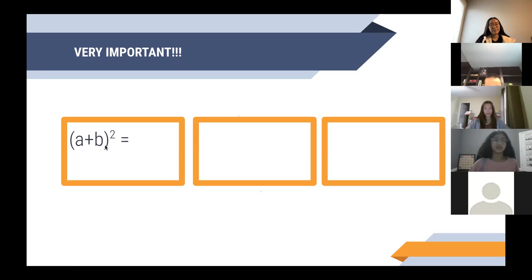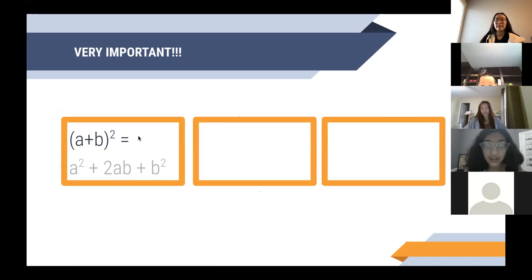It's A plus B squared. No, you're thinking of the Pythagorean theorem, A squared plus B squared equals C squared. This one is different, the squared is over both A plus B. Anybody know? Yay, I see a right answer. You are correct: A squared plus 2AB plus B squared.